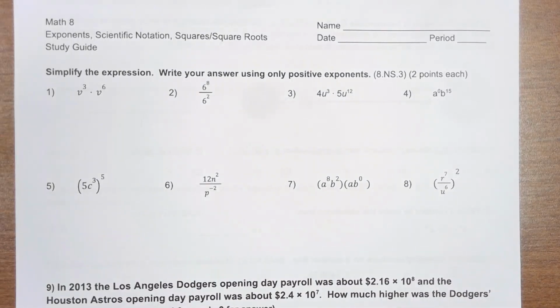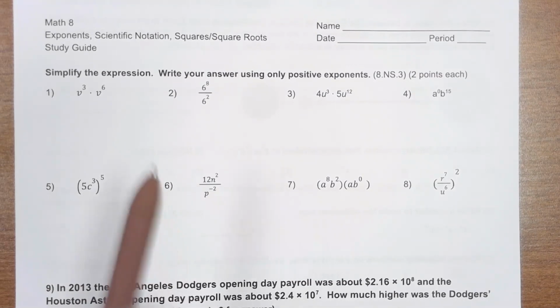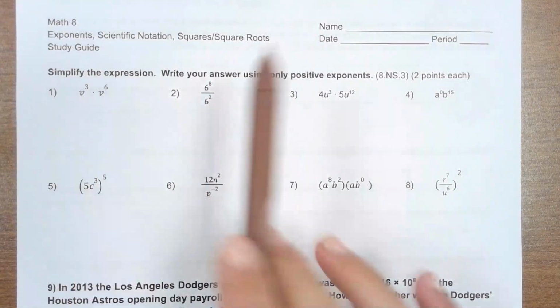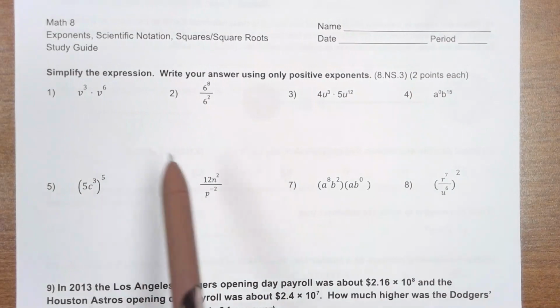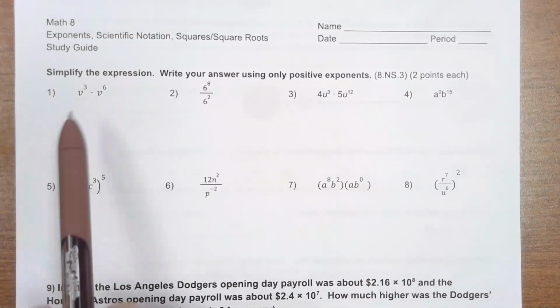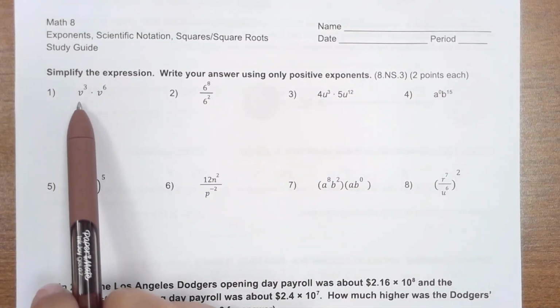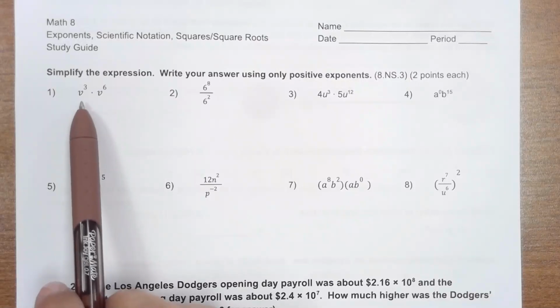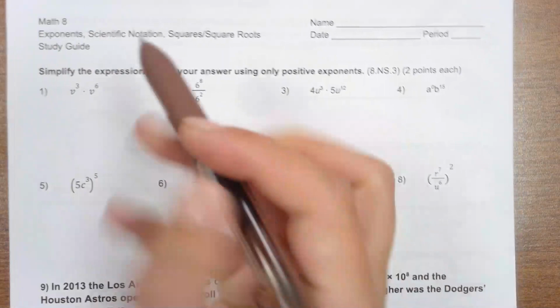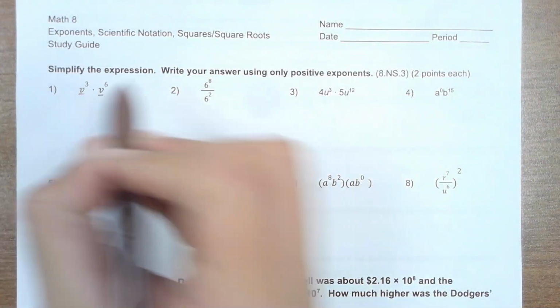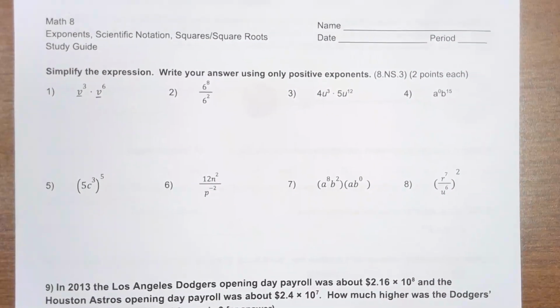Hello, today we are going to be reviewing your exponent, scientific notation, and squares and square roots study guide. So the first part says to simplify the expression, write your answer using only positive exponents. The first thing we always need to do is see what we can simplify before we start dealing with the negative exponents and our zero exponents. Whenever you see same bases, we can definitely simplify.